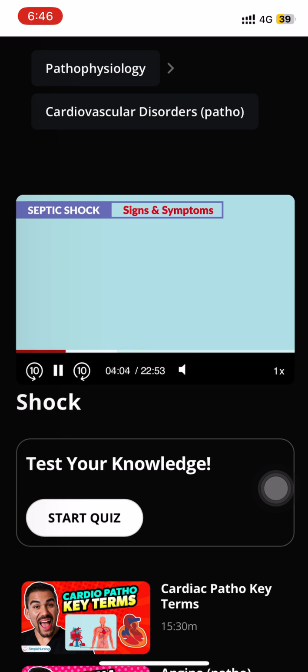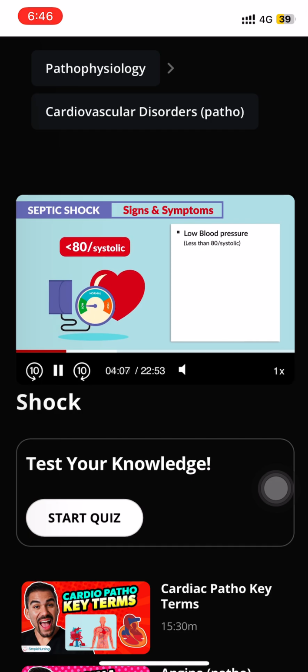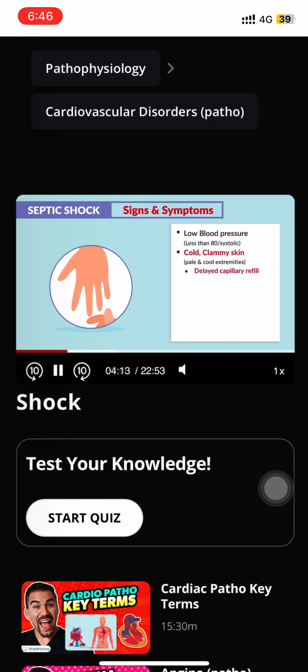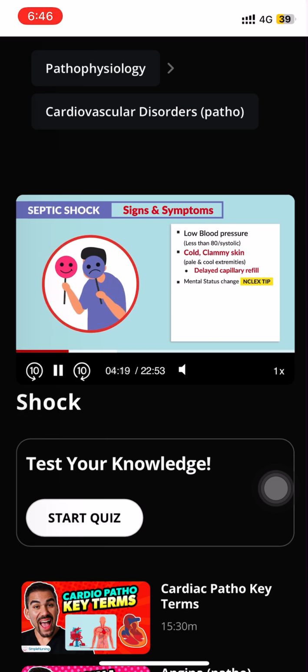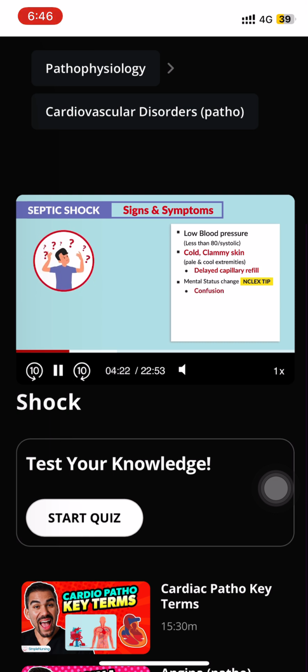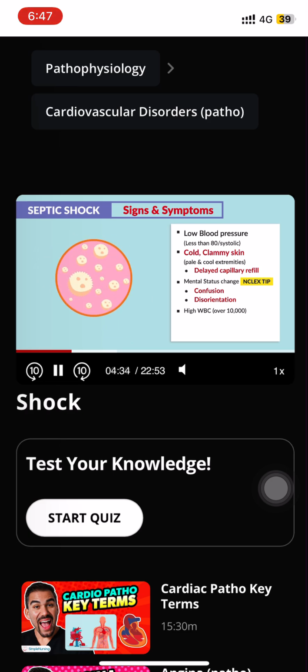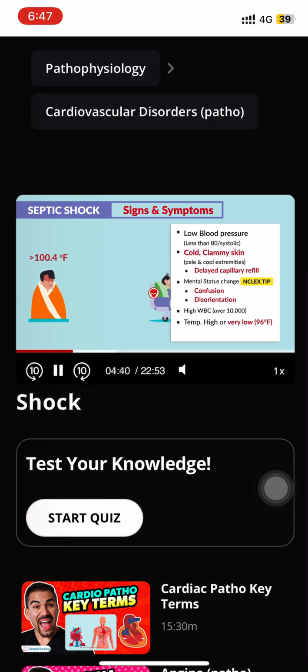Now the key signs to know is obviously low blood pressure, less than 80 systolic, cool clammy skin, or pale and cool extremities, with delayed capillary refill. Write that one down. Now mental status change, huge NCLEX tip. The big ones to know is confusion and disorientation. These 2 signs are typically the result of hypoxemia, or basically meaning low oxygen perfusion, and high WBC count over 10,000 from the infection, and a temperature high in the initial stages, and then very, very low, 96 degrees Fahrenheit. Huge NCLEX tip, so write that down.